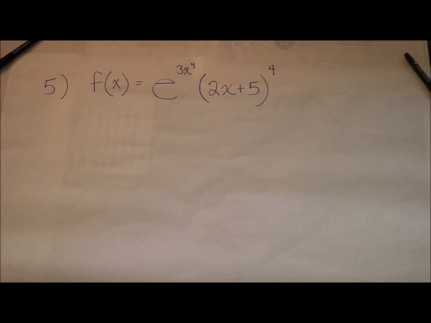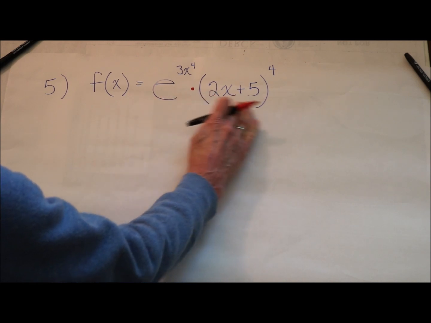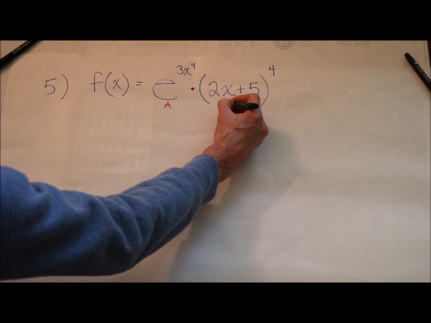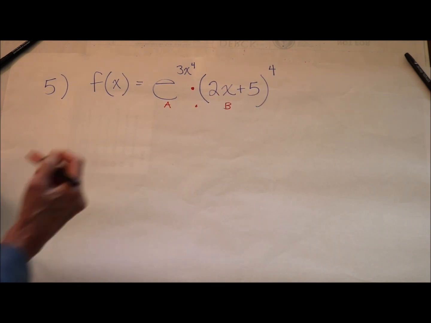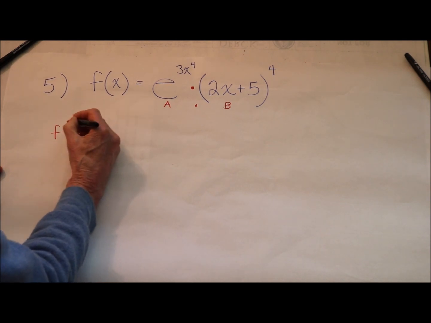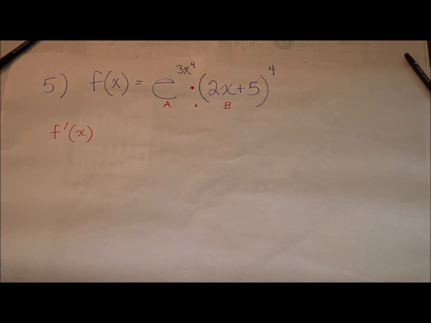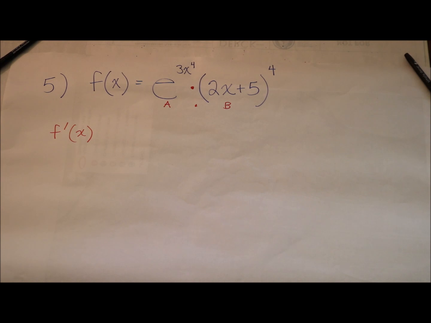Here's another example. Here I have a product. Something times something. So I'm going to use the product rule. I can think of this first piece as A and this whole second piece as B. Product rule. So the product rule is kind of my overarching rule. In the process of doing the product rule, I'm going to have to use some other rules, like my exponent rule, my chain rule, things like that.